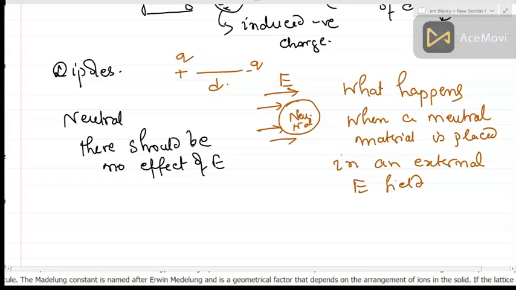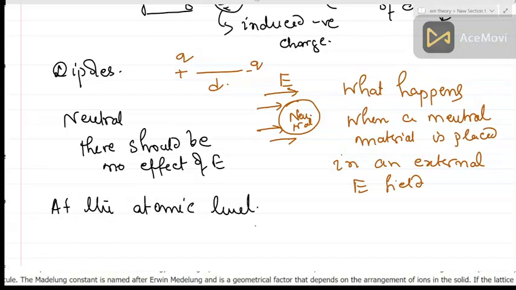Now what we mean by neutral is that we have an equal number of positive and negative charges. But that is the situation when we are considering discrete charges. At the atomic level, what we have is a positively charged core, which is the nucleus, and negatively charged electrons surrounding the nucleus. Now these two regions, one of positive charge and the other of negative charge, are affected by the electric field in opposite directions.